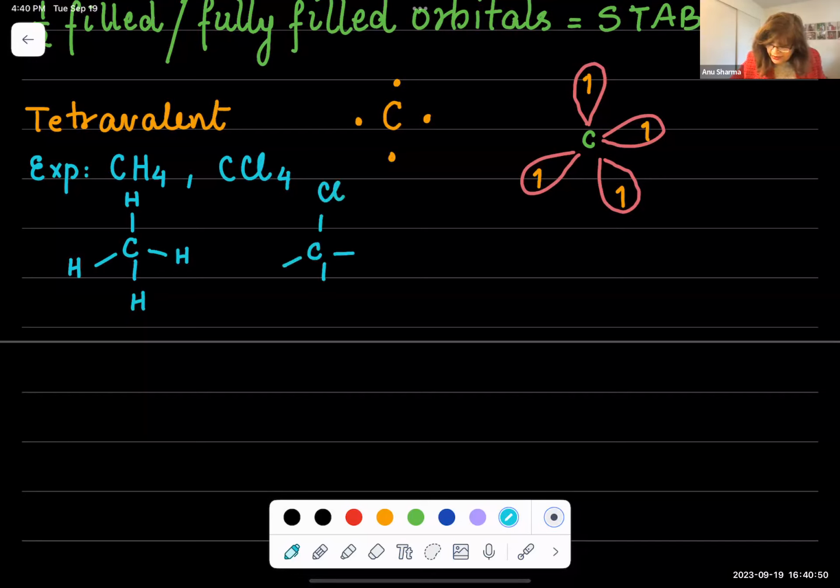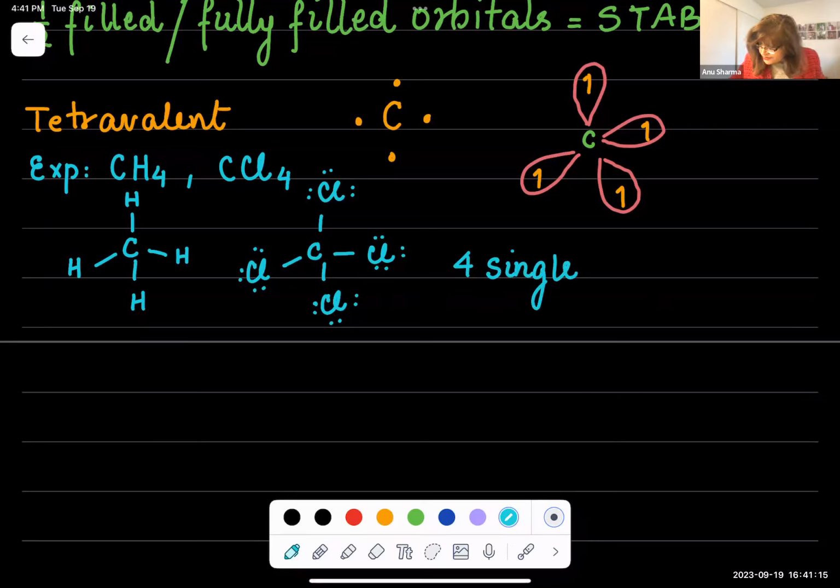So this is one chlorine, another chlorine, another chlorine, and another chlorine. So these can make single bonds. And so, let's just finish the Lewis structure of chlorine and carbon, 4 carbons. So this is the tetravalent state, making 4 single bonds. Okay, so this is one piece.